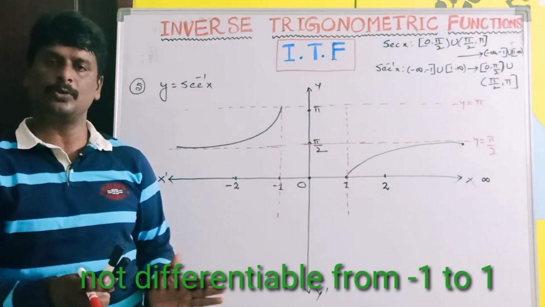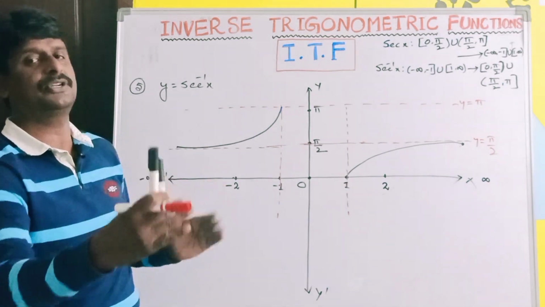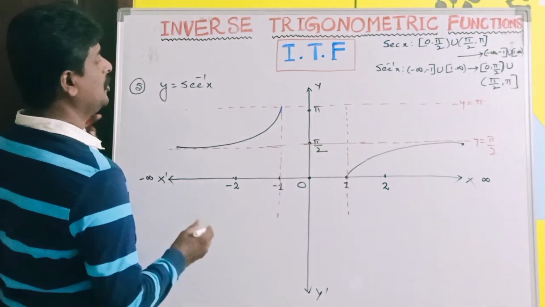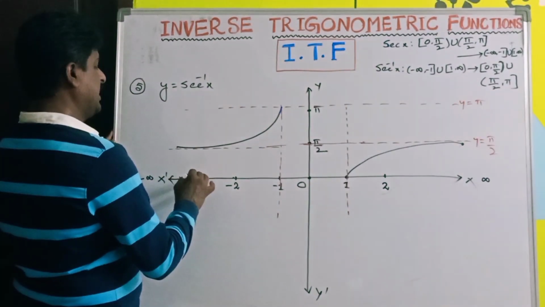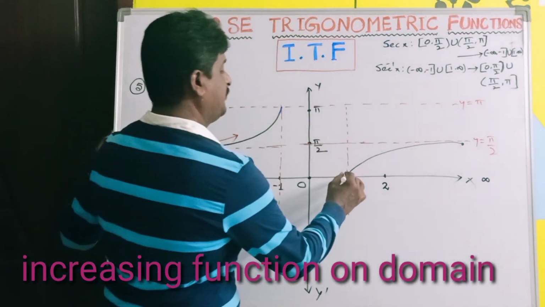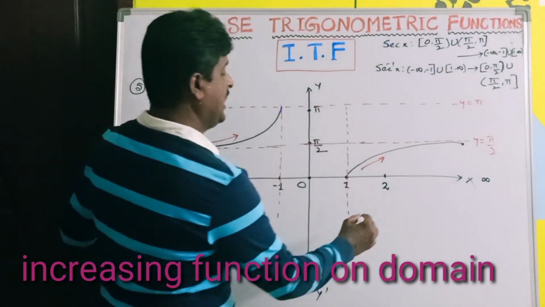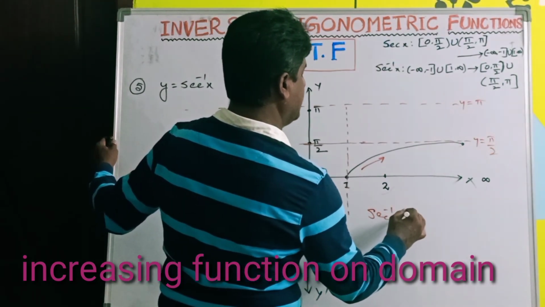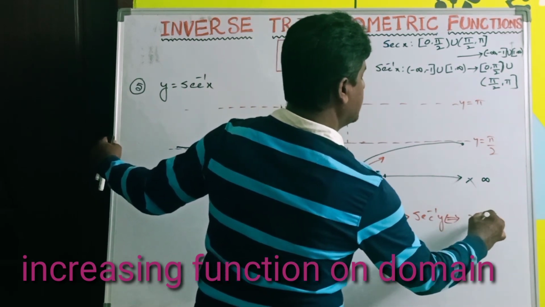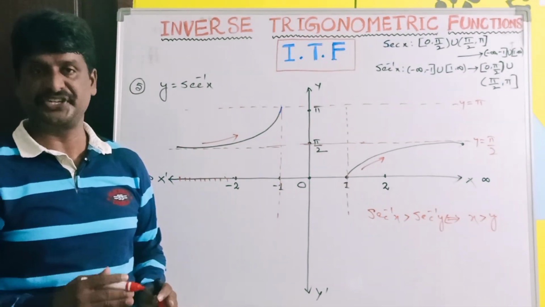Not differentiable on the closed interval -1 comma 1 means differentiable other than that part in the set of real numbers. We get the same meaning. Of course, what about its increasing or decreasing nature? Left to right, as x values are increasing, the corresponding graph is also increasing. So secant inverse x greater than secant inverse y implies x is also greater than y. That is the increasing function nature.